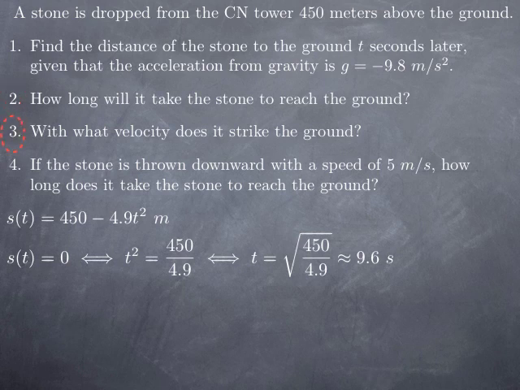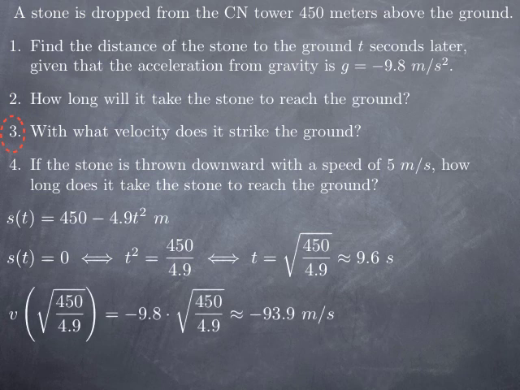In the third question, we want to know with what velocity the stone strikes the ground. Because we know after how many seconds the stone hits the ground, and we know that the velocity at a given time is given by negative 9.8 times this number of seconds, we just plug this value, root of 450 divided by 4.9, inside our velocity function, and we obtain negative 93.9 meters per second approximately. Now, how fast is that?